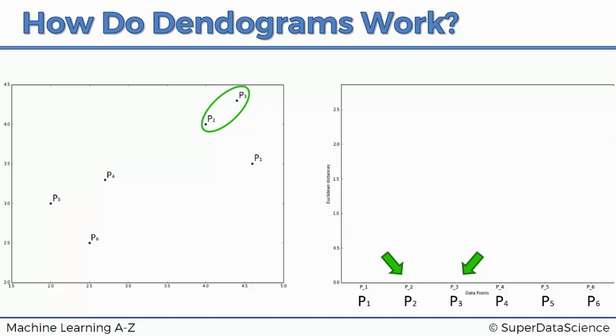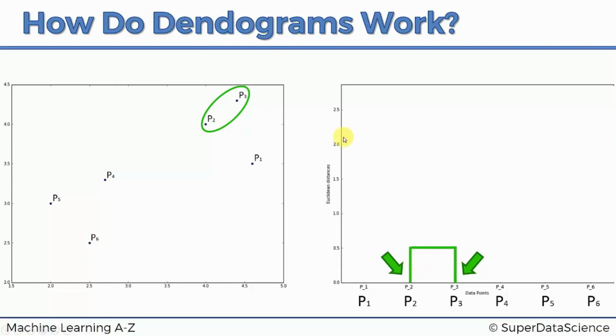Well, to connect them, we would use a horizontal line, but then where would we put it? Would we put it at the very bottom? Would we put it a bit higher? What's going to determine how high we're going to place this line? This line is actually placed, this height actually has a meaning.